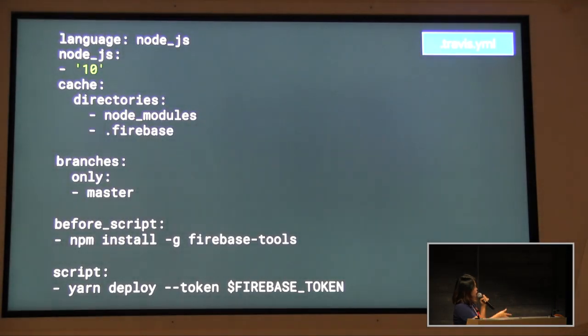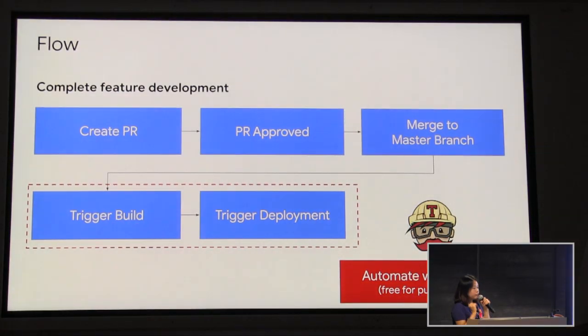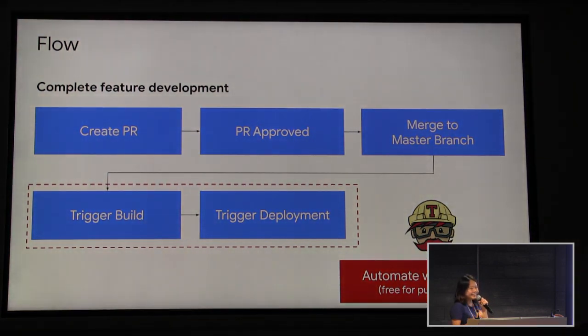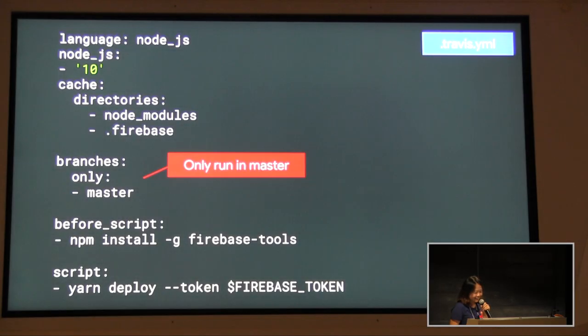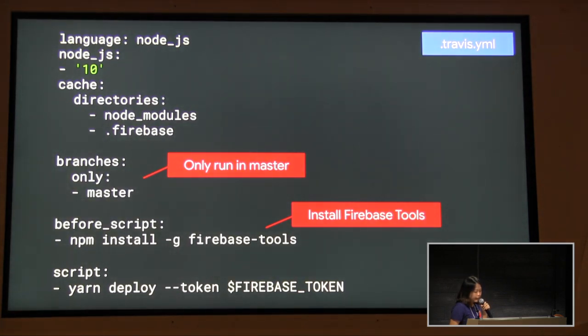So this is how we configure the Travis CI. It's very easy to use. And the keyword is, it's free for public projects. So this is still a free project. Okay, and in our case, we just set it to run on the master branch, but you can set it to run on any branch. If you have more than one branch, you can set it to run. And because we are using Firebase for hosting, I need to install Firebase tools in order for me to deploy all my code to Firebase.